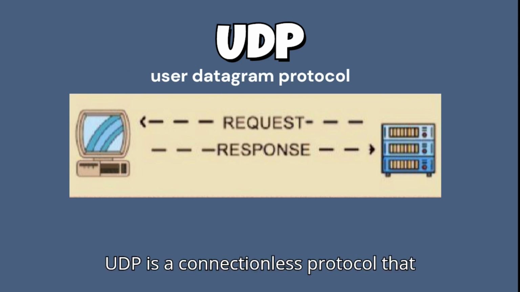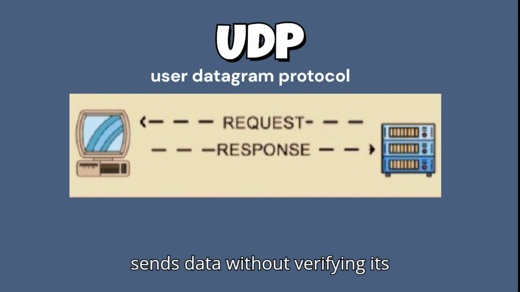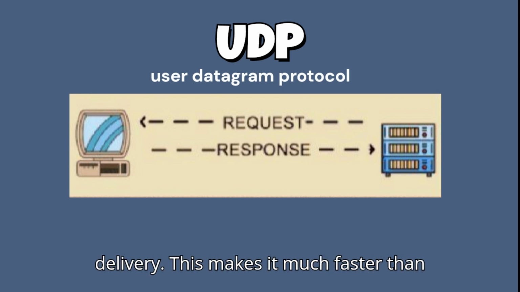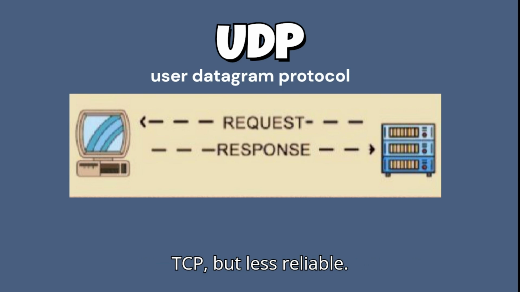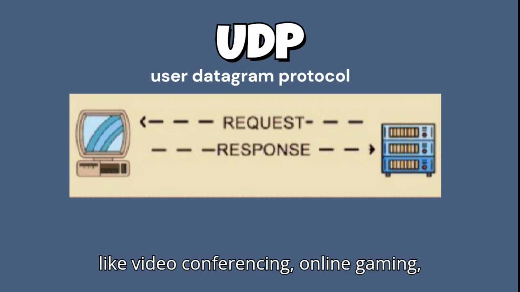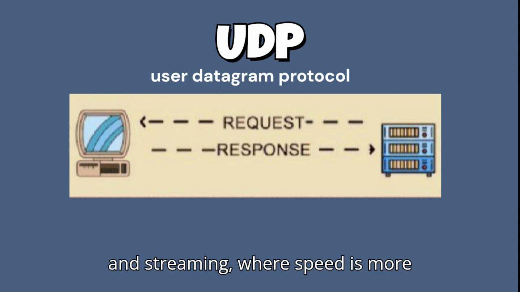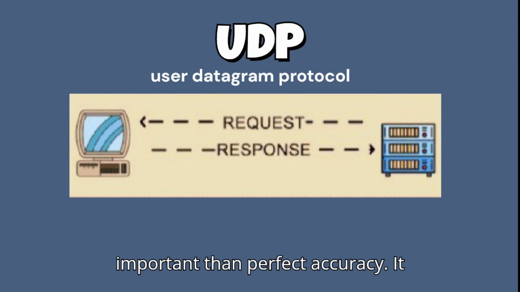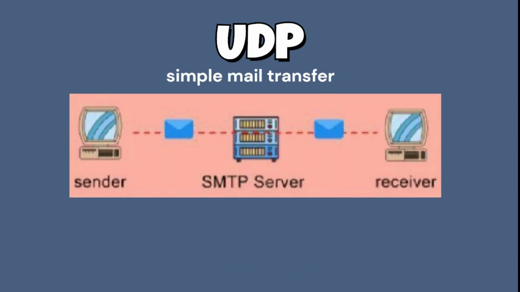UDP is a connectionless protocol that sends data without verifying its delivery. This makes it much faster than TCP, but less reliable. UDP is ideal for real-time applications like video conferencing, online gaming, and streaming, where speed is more important than perfect accuracy. It operates at the transport layer, layer 4.